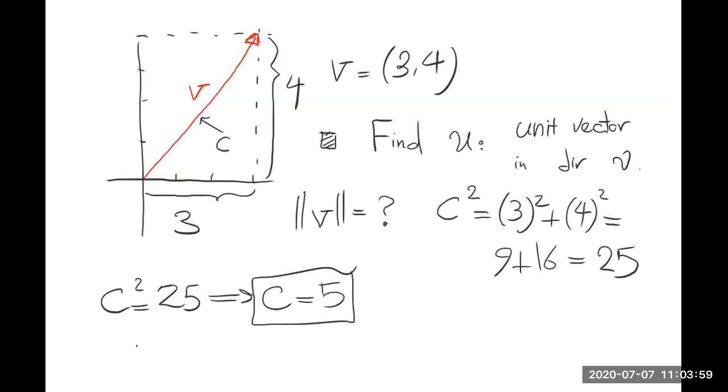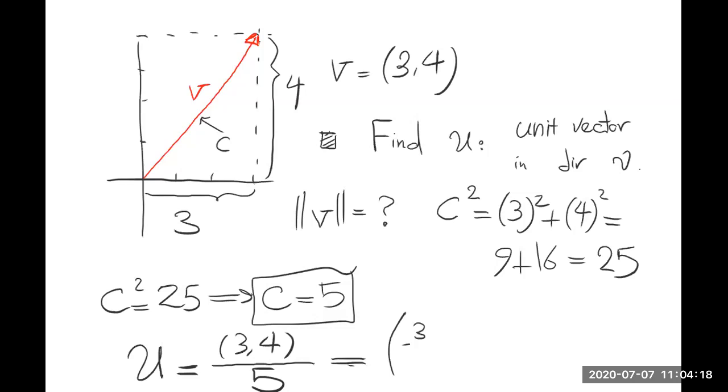Now, the unit vector in direction of v means you should look at v and divide it by that number. Fine. What does dividing mean? It means we should divide each component by 5. So the first component was 3. Now the first component will be 3 over 5. The second component was 4. Now the second component will be 4 over 5.